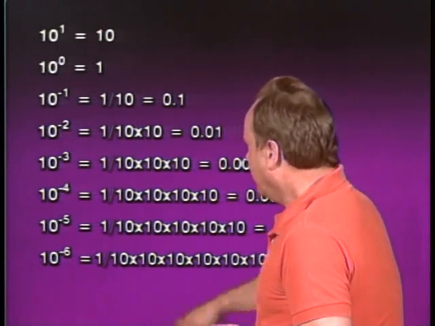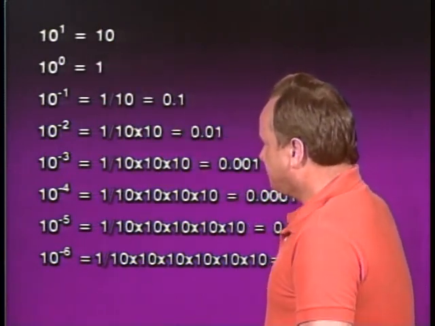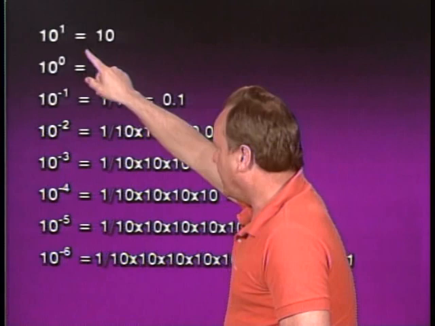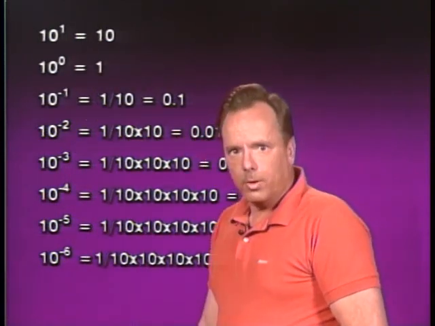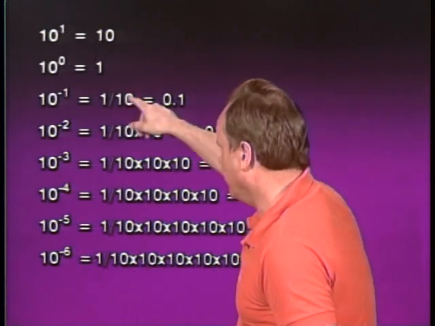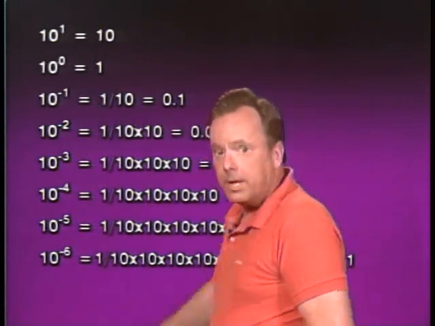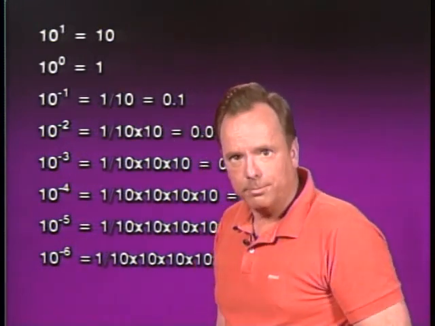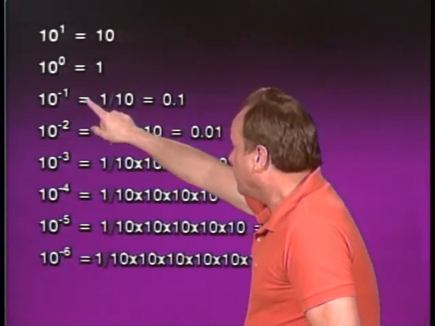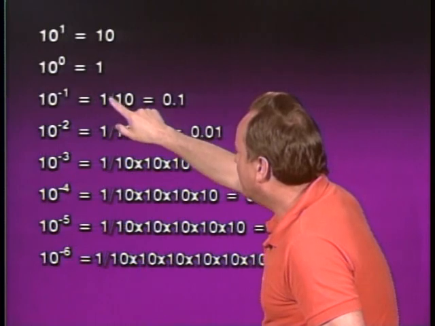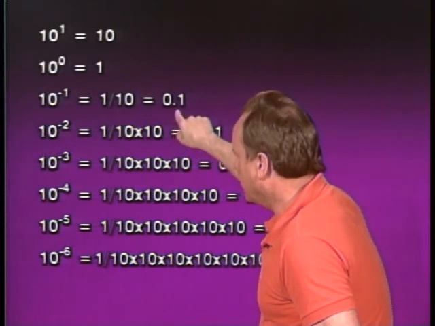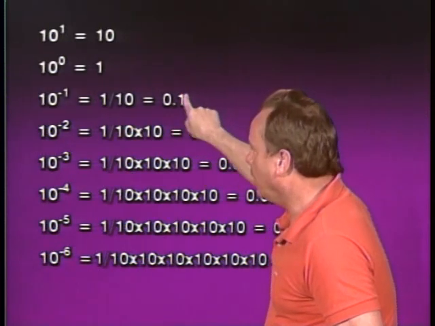We can start over again. 10 to the 1 is 10. Divide that by 10 and you reduce the power by 1. Each time you divide by 10, you reduce the power by 1. Multiply by 10, you increase the power by 1. So 10 to the 0 is 1. By the way, any number to the 0 power is 1. So 10 to the 0 is 1. 10 to the minus 1, now here's the fun part, is 1 divided by 10. It's written as 0.1.